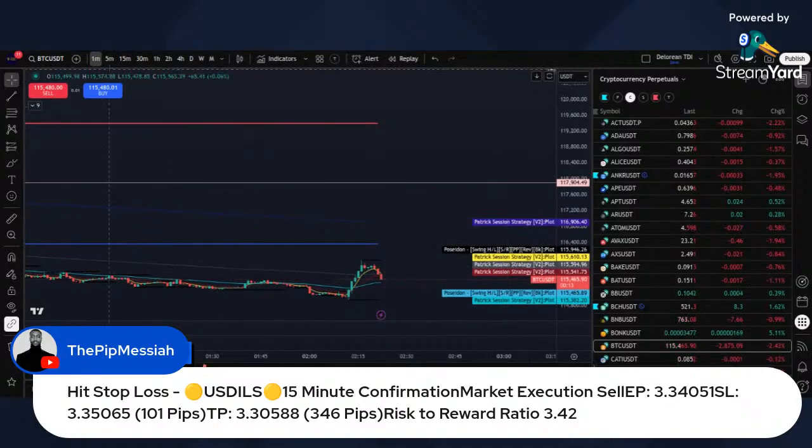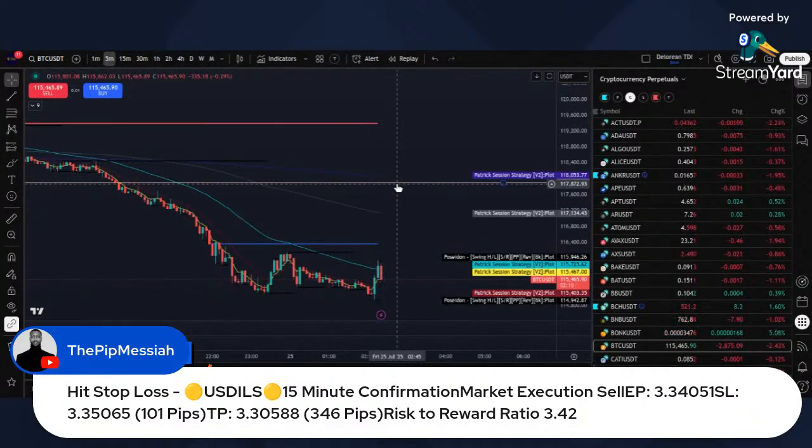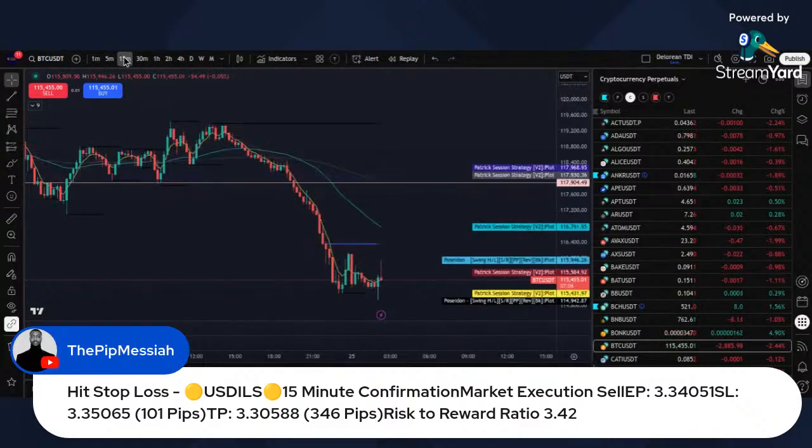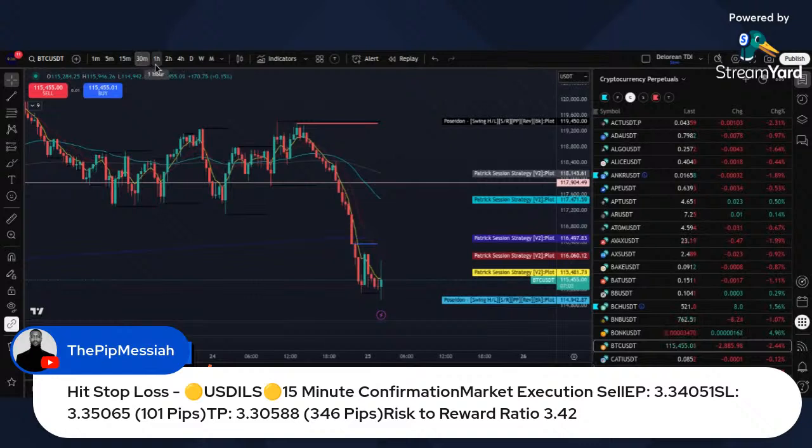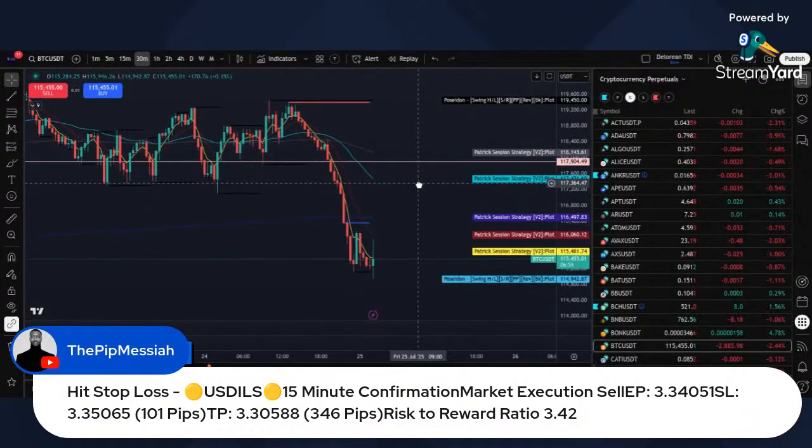Confirmed downtrend on the 1 minute. Confirmed downtrend on the 5 minute. Confirmed downtrend on the 15 minute. Still working its way down on the 30 minute. So this is where we'll keep looking at it.